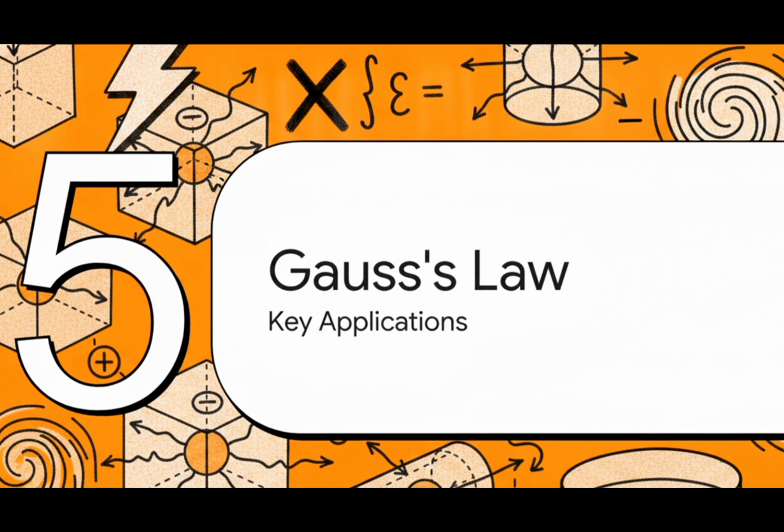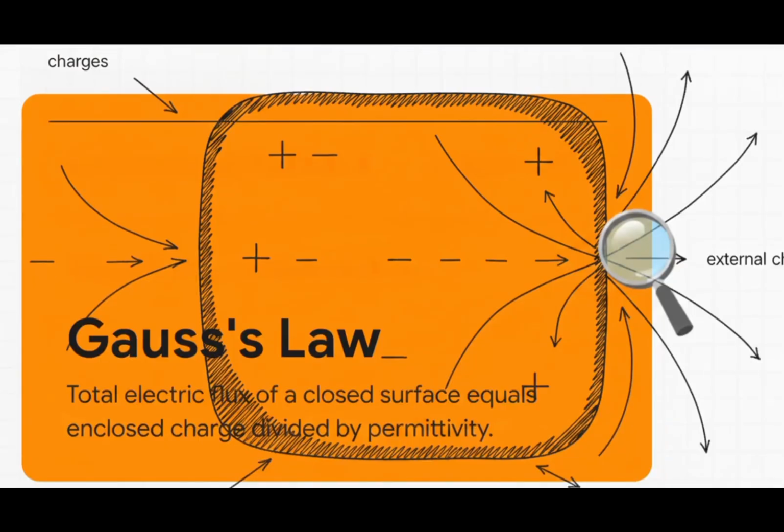Finally, branch 5, Gauss's law applications. This is the ultimate absolute shortcut to bypass all that messy flux integration we just talked about. Gauss's law forcefully states one beautiful thing. The total electric flux out of any closed surface is simply equal to the charge enclosed divided by epsilon naught. But here is a critical distinction you must understand. While the net electric field at a point depends on all charges everywhere, the total flux is greedy. It only cares about the charge trapped inside the surface. Outside charges, it literally doesn't care.